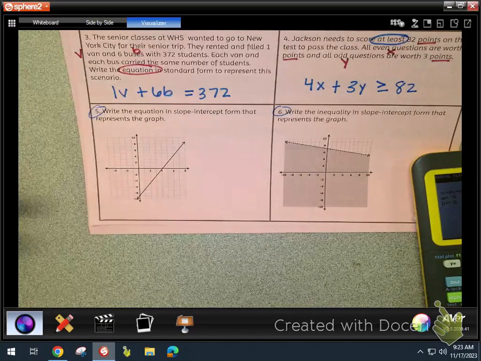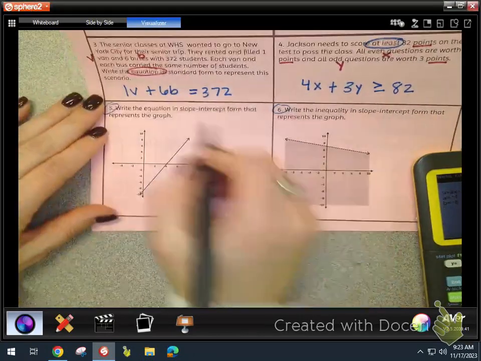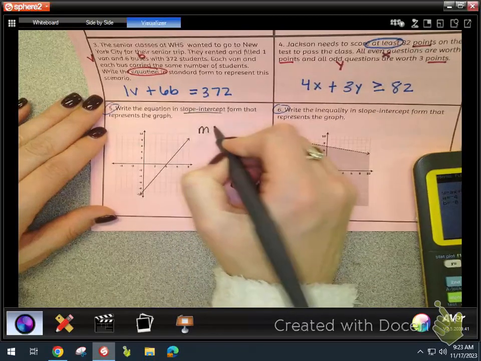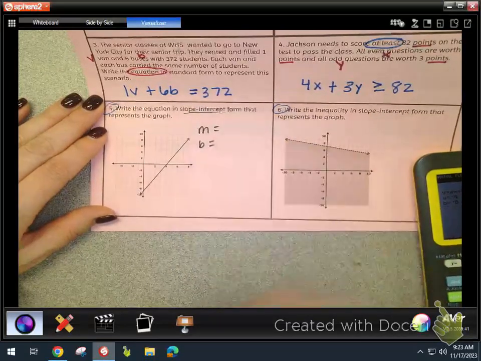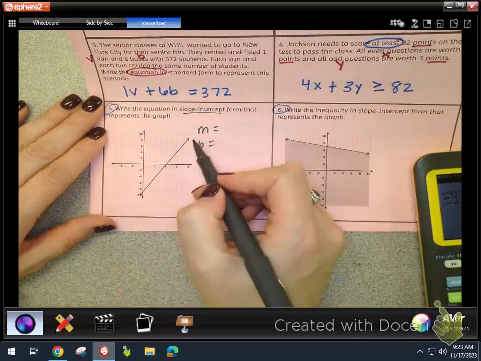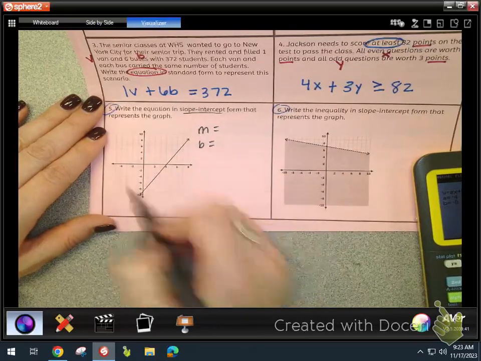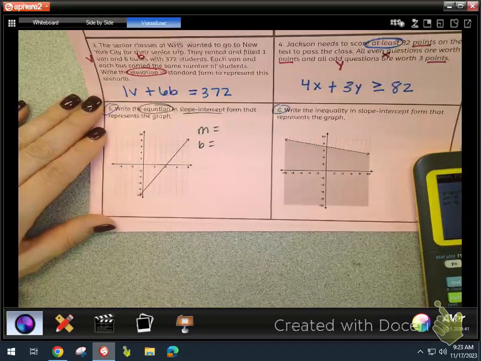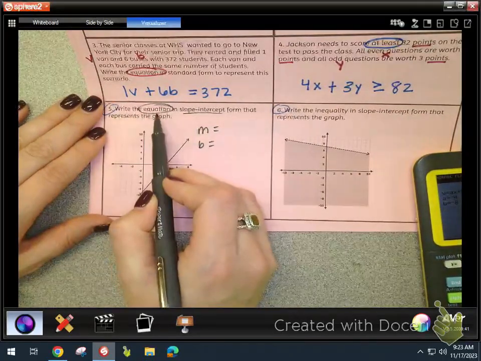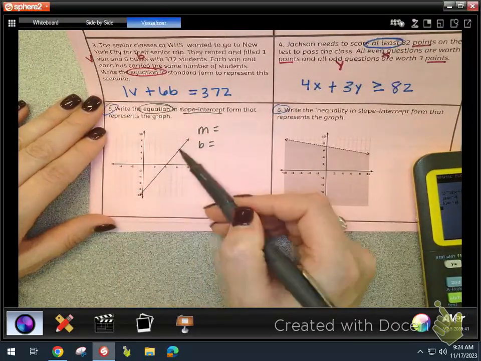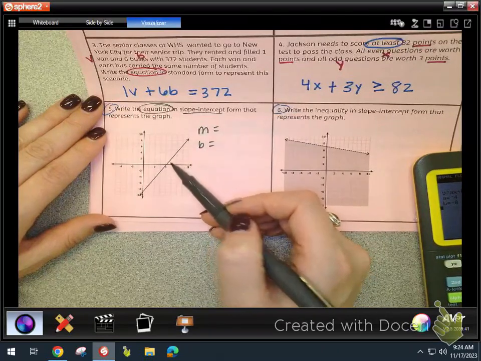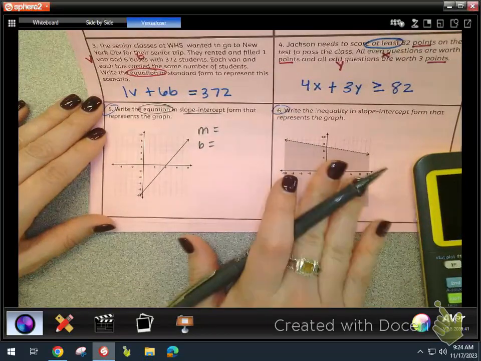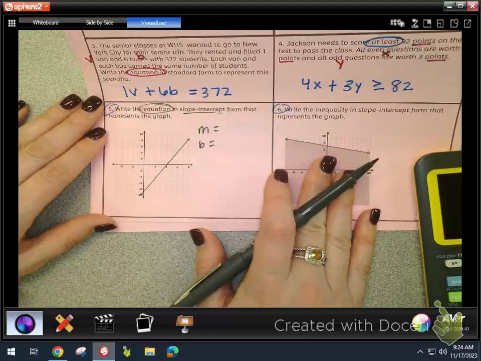The 2 things we need to write the equation of a graph in slope-intercept form are the slope and the y-intercept. So let's look at our equation right here. How do I know that this graph is an equation? Well, it's not an inequality. The problem says write the equation. And also, is there any shade on this graph? No. So it's got to be an equal sign. But this guy, there's shade. So we'll be talking about that in a minute.